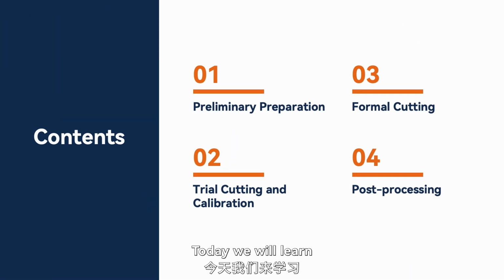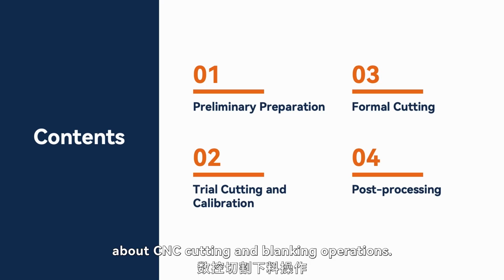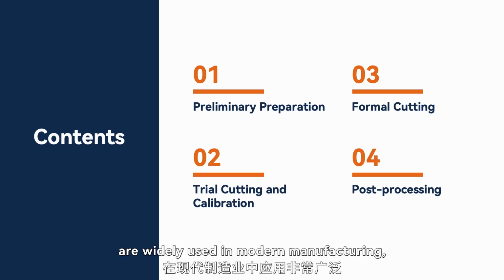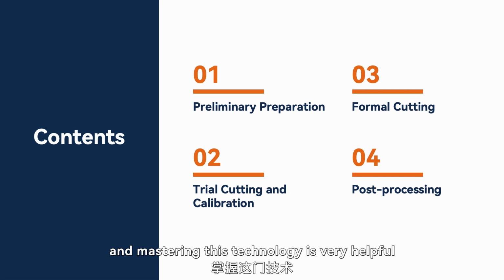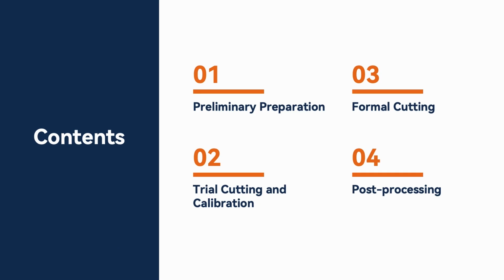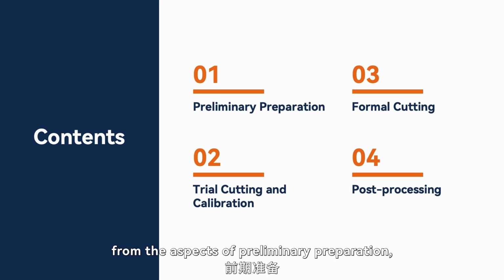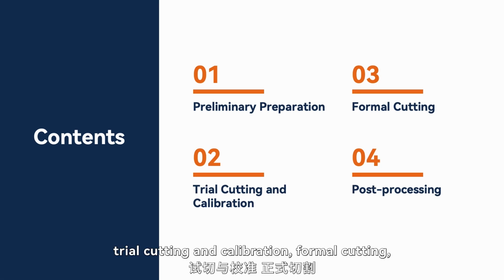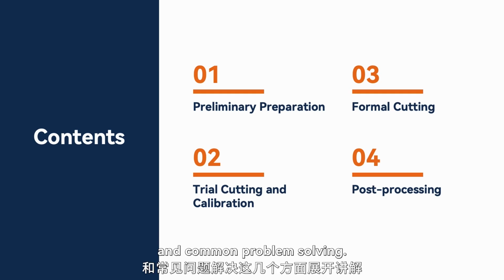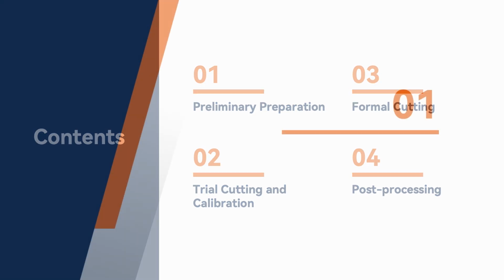Today we will learn about CNC cutting and blanking operations. CNC cutting and blanking are widely used in modern manufacturing, and mastering this technology is very helpful for everyone's future career development. Next, I will explain from the aspects of preliminary preparation, trial cutting and calibration, formal cutting, post-processing, safety precautions, and common problem solving.